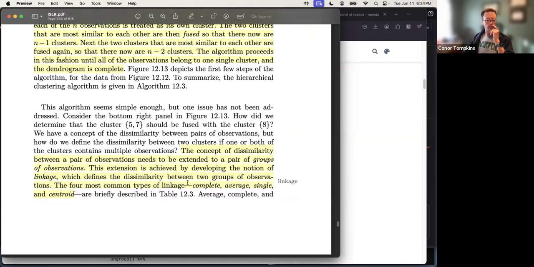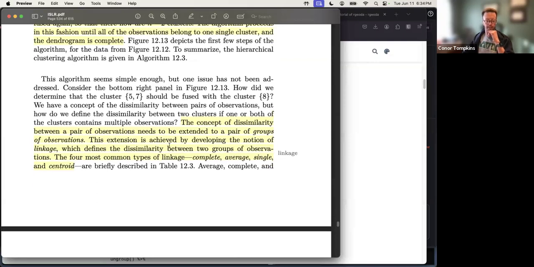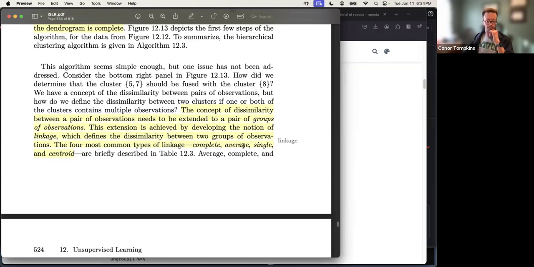So you have complete, average, single, and centroid, and this is another parameter that the analyst needs to choose to complete the algorithm and complete their work. And the choice of linkage can have a big effect on the output of the algorithm.